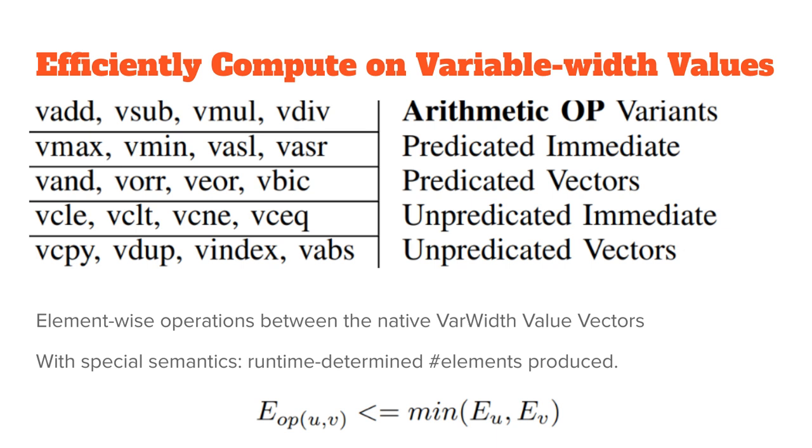Further, we include VarVE vector operations as listed in the table to provide general compute support. They are still element-wise operations between two native variable width value vectors, but with a special runtime semantics. The number of elements produced by each operation in the result vector is no longer statically defined. It is now a dynamic notion depending on the values and their widths the operation operates on. We will further explain this on the next slide about dynamic strip mining.